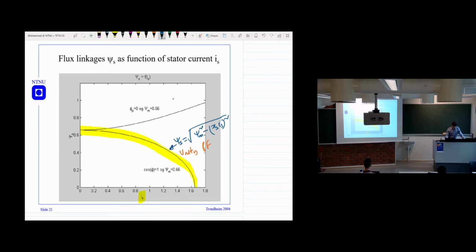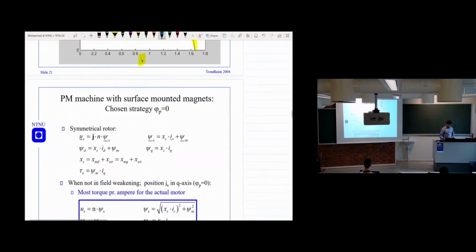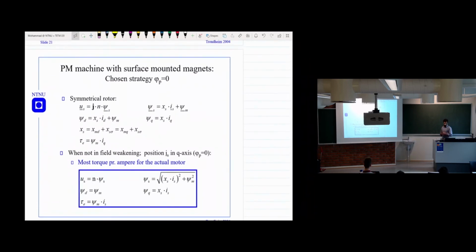And the other one, what we see, Ψs equals Ψm² + Xs Is. And therefore, you see that when we increase the stator current, then it's increasing the stator flux. So we want to investigate this MTPA control further. And that is the optimum control for permanent magnet machine. And in that, we want to look at some of the equations.